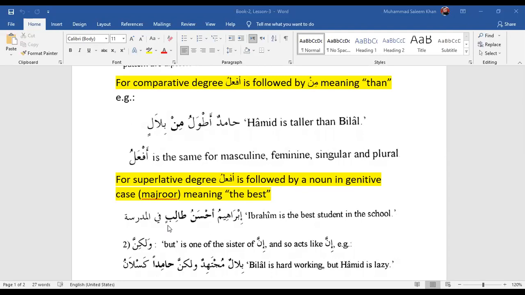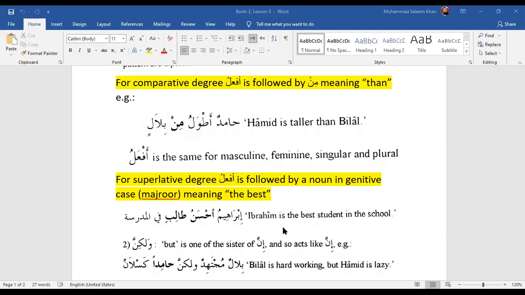Okay, even if there is no noun after that, still it will be considered as "the best," or it will be used as the superlative degree. For example, we say Allahu Akbaru. Normally when we say Allahu Akbar, we don't focus on the ending, but the ending is Allahu Akbaru. That means Allah is the greatest, right?